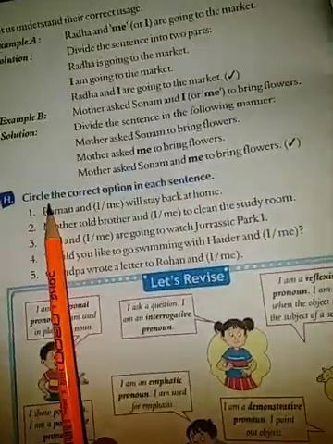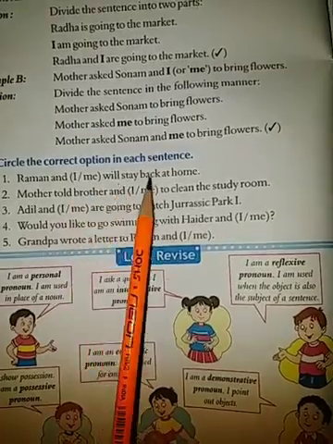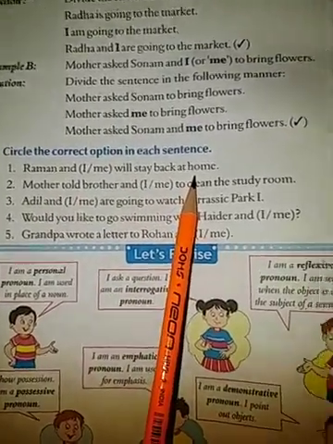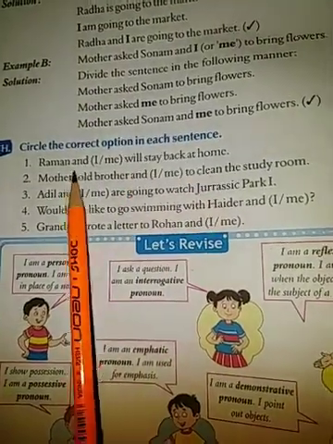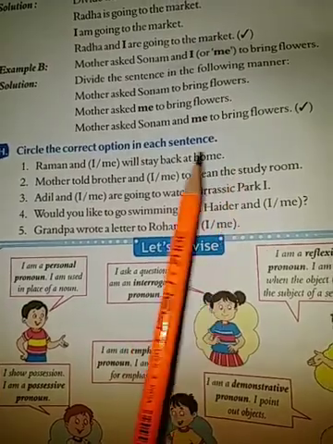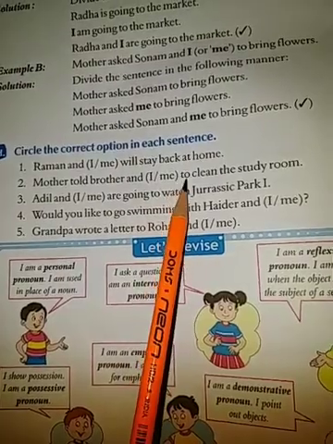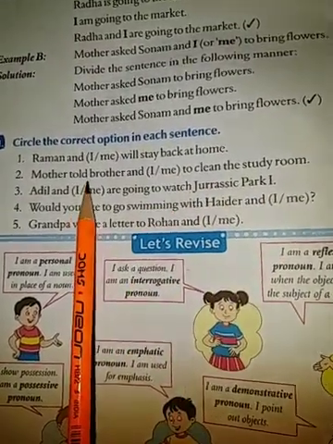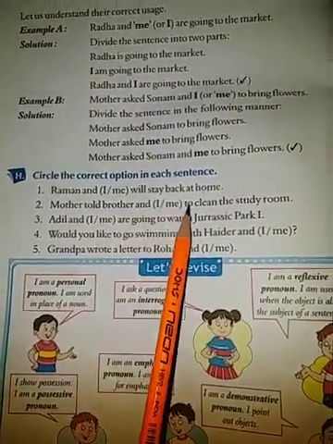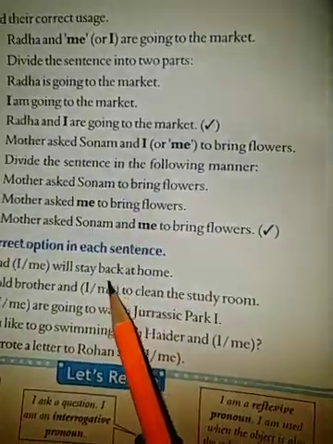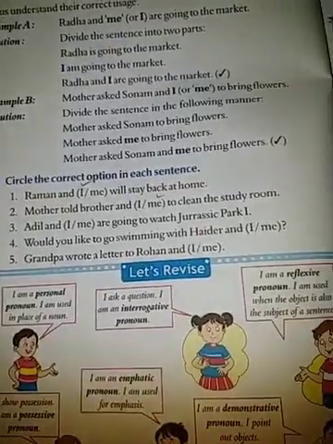Okay. Now circle the correct option in each sentence. Raman and I / me will stay back at home. Which is the right answer? Can you tell me that? Mother and Raman and I will stay back at home. Mother told brother and I / me to clean the study room. So the right answer is, mother told brother and me to clean the study room. Here me is the right answer and here I is the right answer. The rest of the exercise you all have to do by yourself.